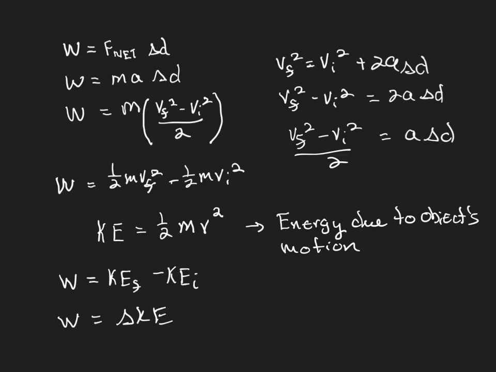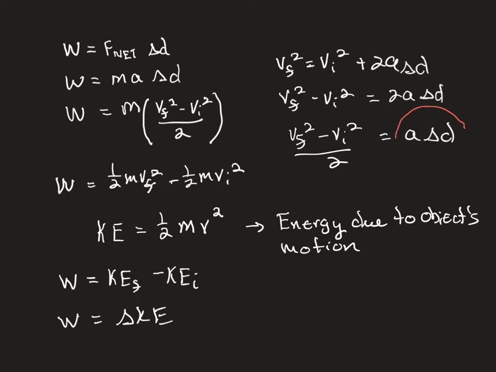Over on the side here, I've written one of our kinematic equations, the fact that the velocity squared equals initial velocity squared plus 2 times acceleration times the displacement. And I've rearranged this equation. I first subtracted the v initial squared to the other side, and then I divided by the 2. So that final velocity squared minus initial velocity squared divided by 2 is equal to acceleration times displacement.